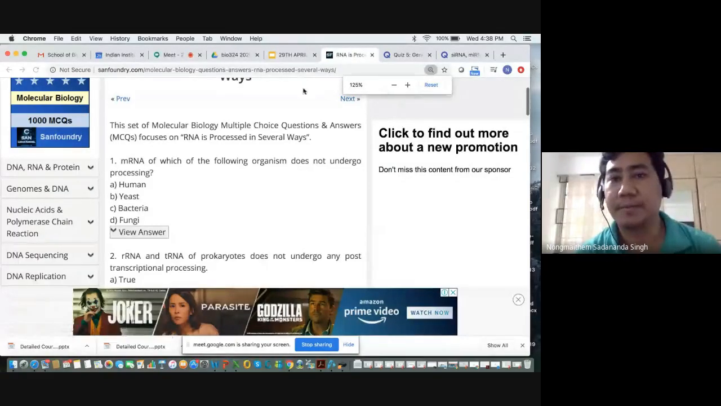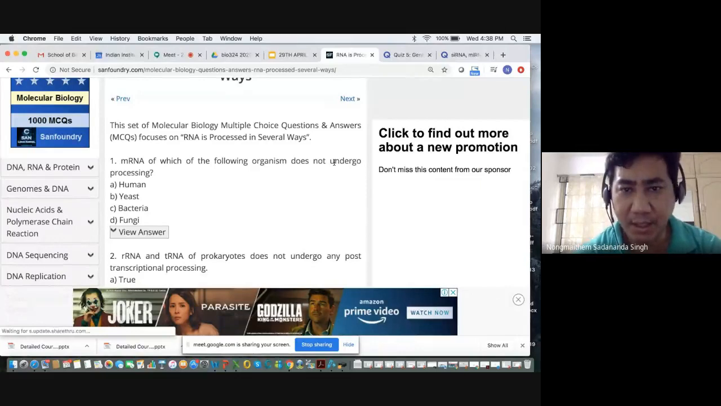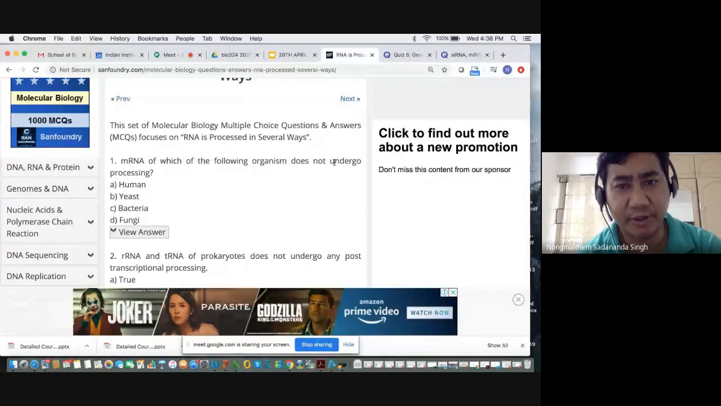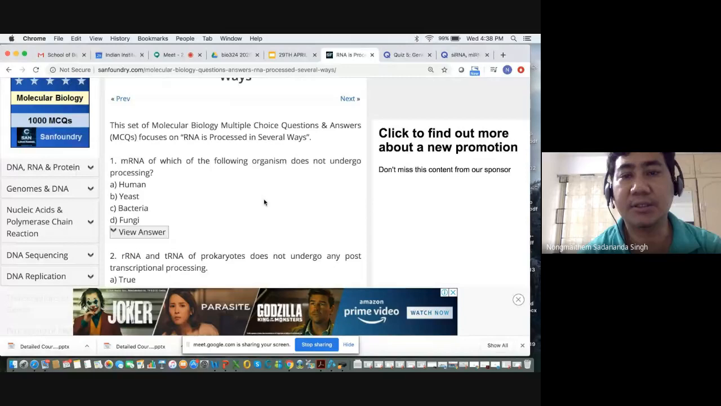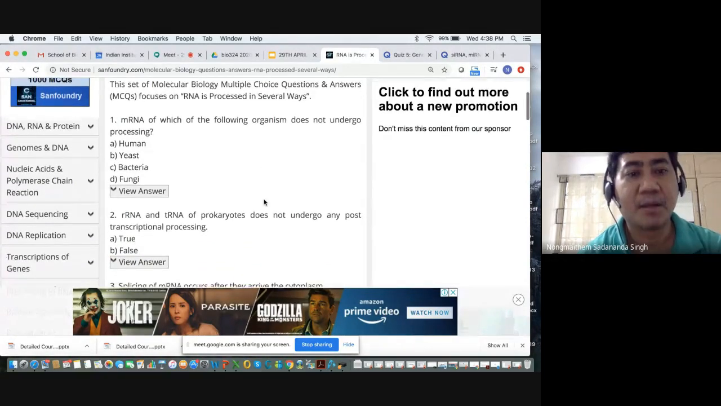Okay, so the first question is: mRNA of which of the following organisms does not undergo processing? This one is very simple. Anyone can make out. Correct? Bacteria. Yeah, bacteria. That's correct.